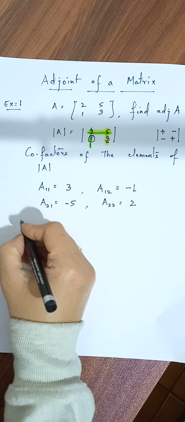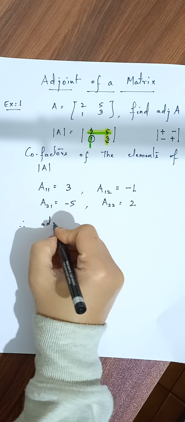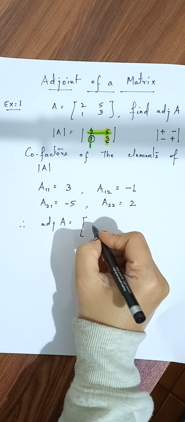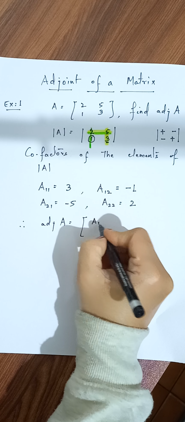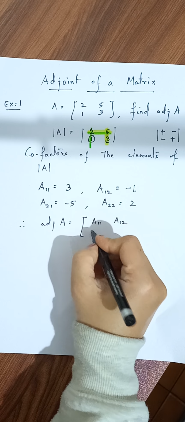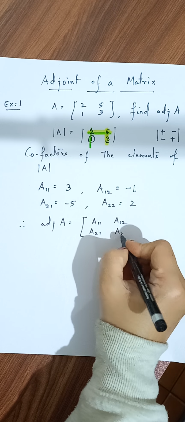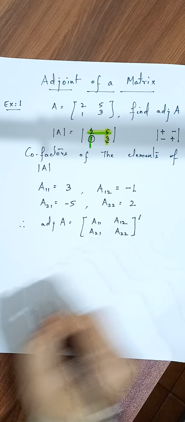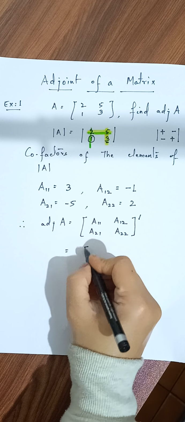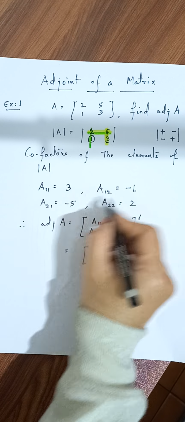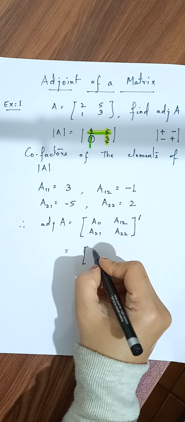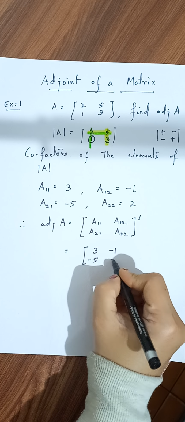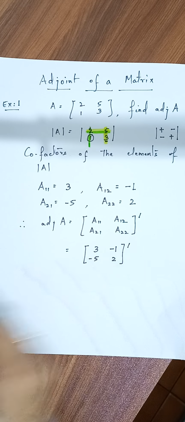So now we have to find out the adjoint of A. Adjoint of A means we have to take the transpose of the cofactors. The cofactors are like this. These are the cofactors which we already found out, and we have to take the transpose of it. So first we write down the values of all these cofactors, that is 3, minus 1, minus 5 and 2, and we take the transpose of it.